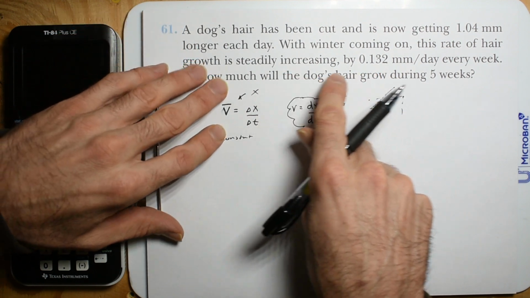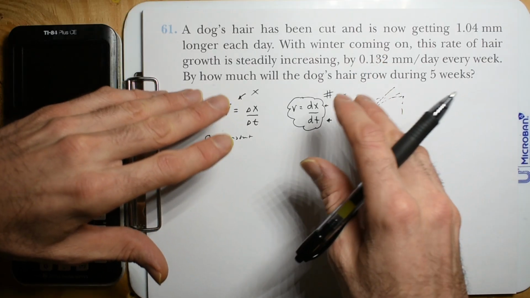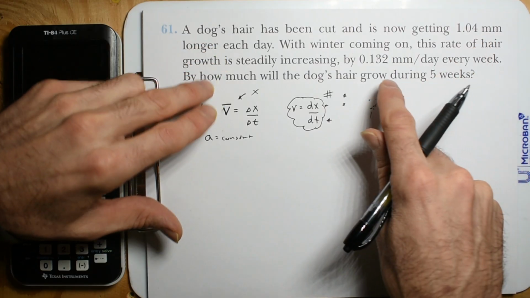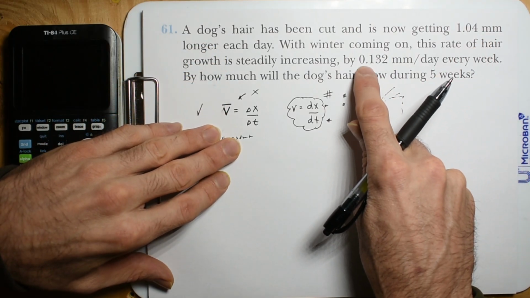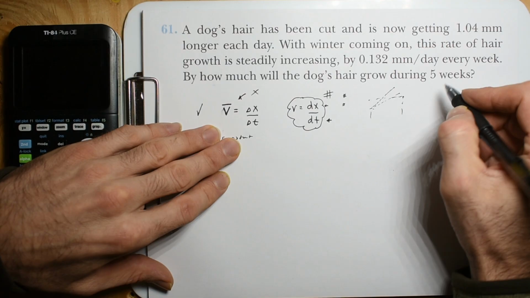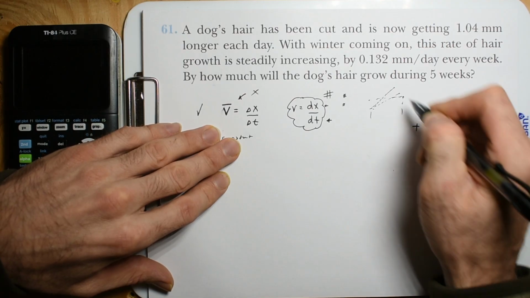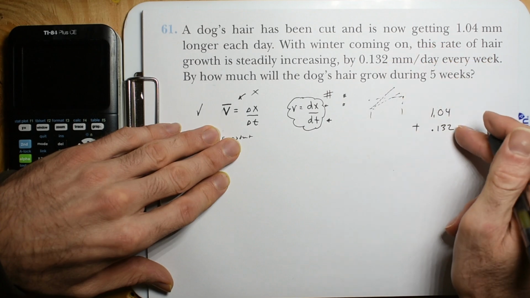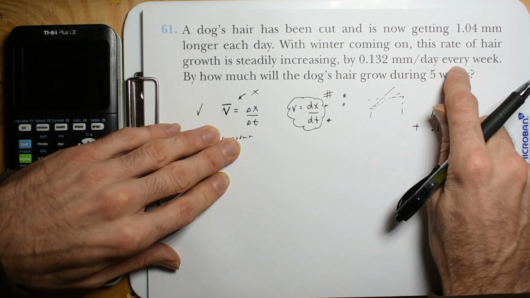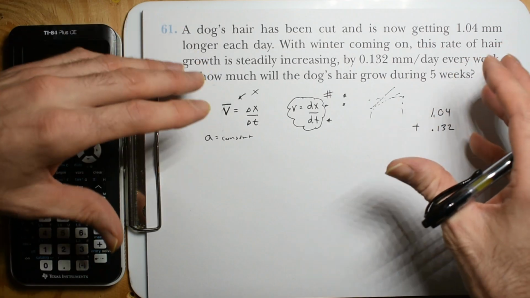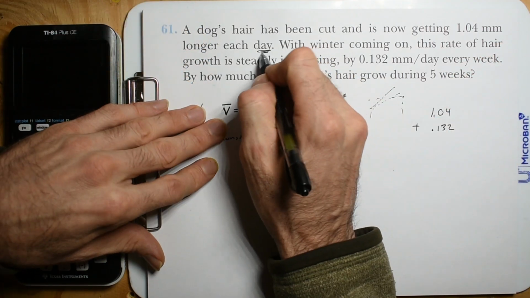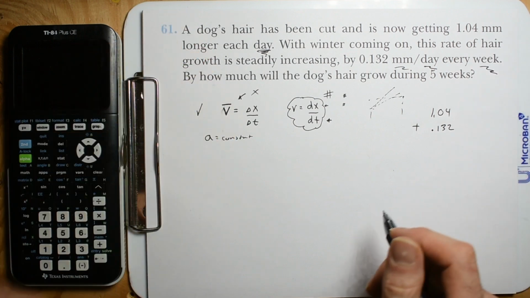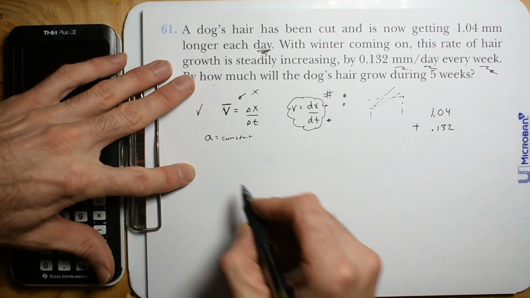It says the rate at which the hair is growing, this 1.04 millimeters each day, will increase by 0.132. It'll increase from 1.04. We're going to add 0.132 to the velocity, but we're going to do that every week. So this problem is kind of tricky because you have days here, and this says millimeters per day, but each week, you know what I mean? But all right, let's just get to the technical solution.